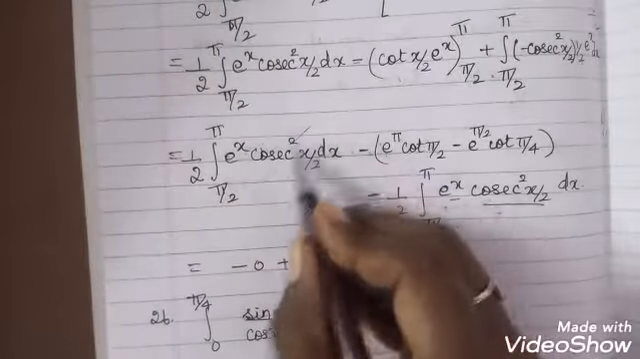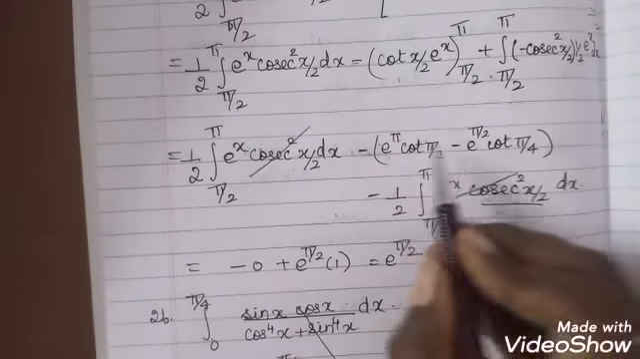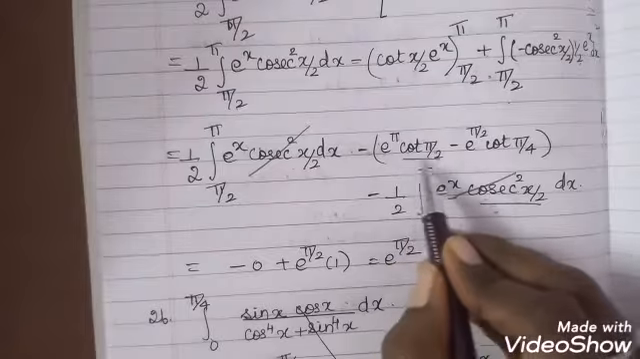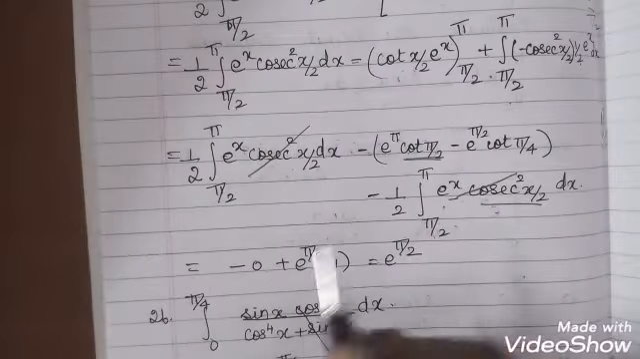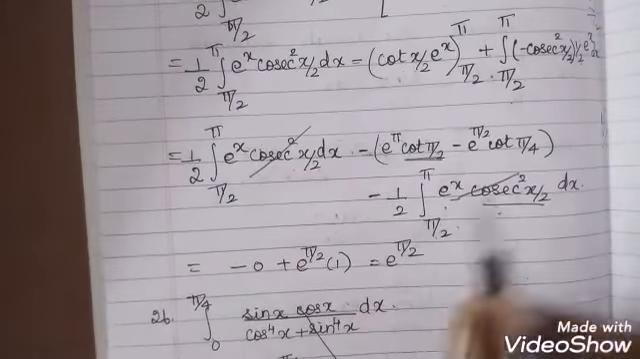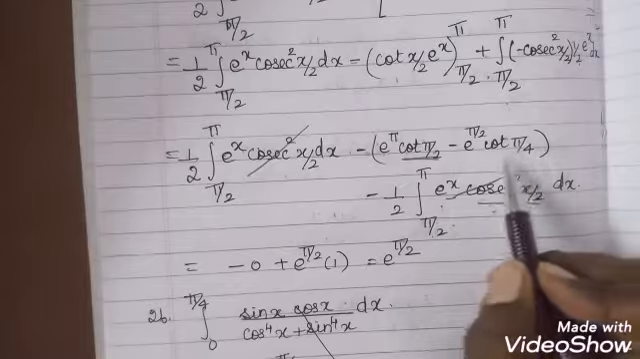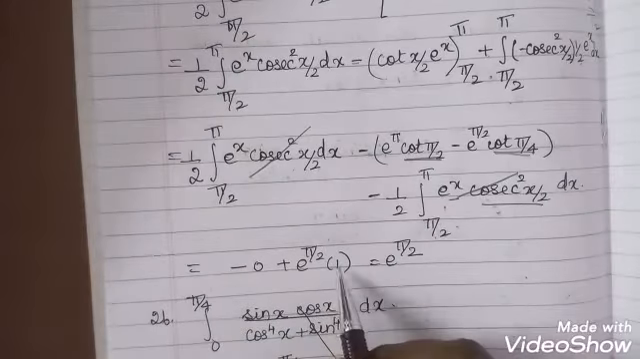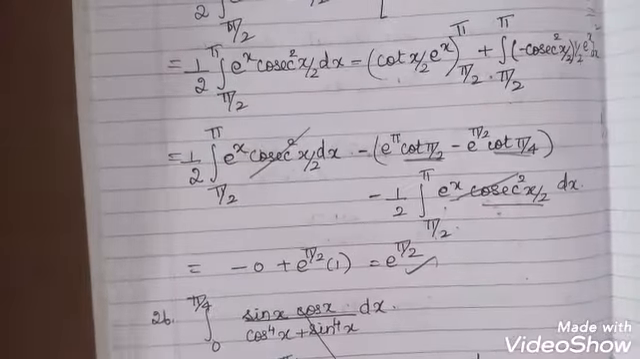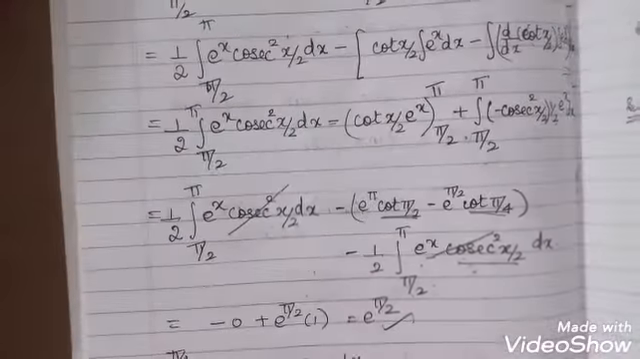So what will happen here? These both will get cancelled. Now here if you see, cot pi by 2, what is cot pi by 2? That's nothing but equal to 0. So it's minus 0. E power pi by 2, what is cot pi by 4? It's nothing but equal to 1. So what's the answer you get here? It is equal to e power pi by 2. Okay.